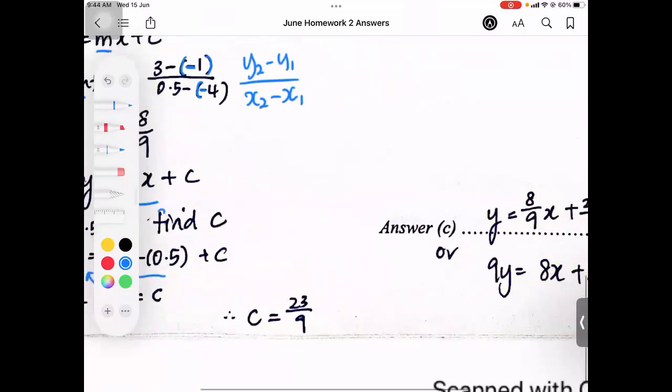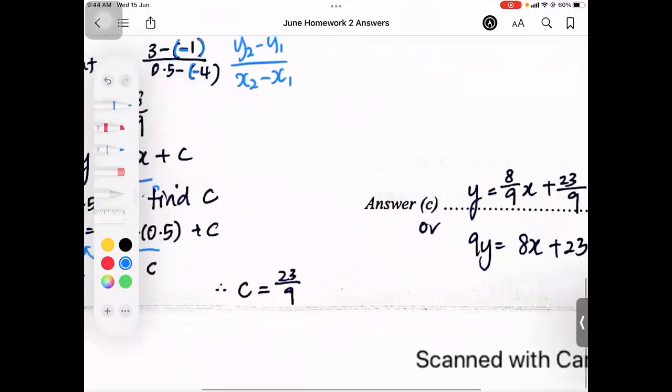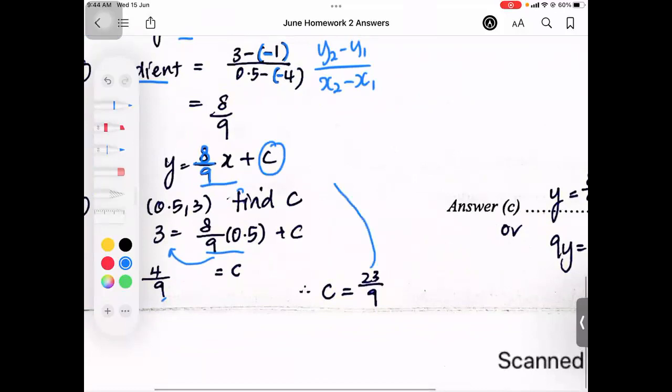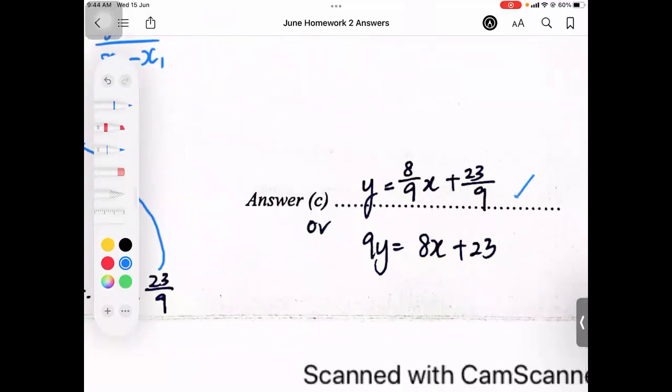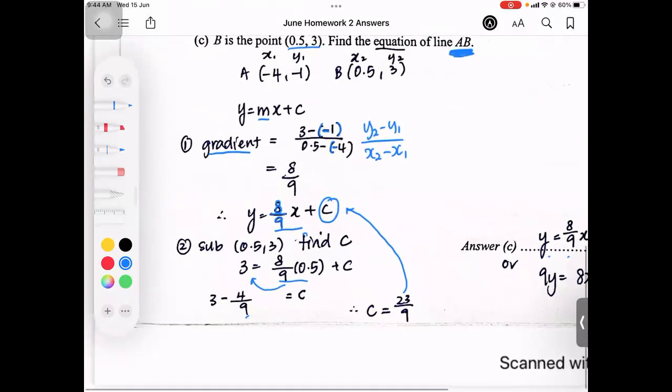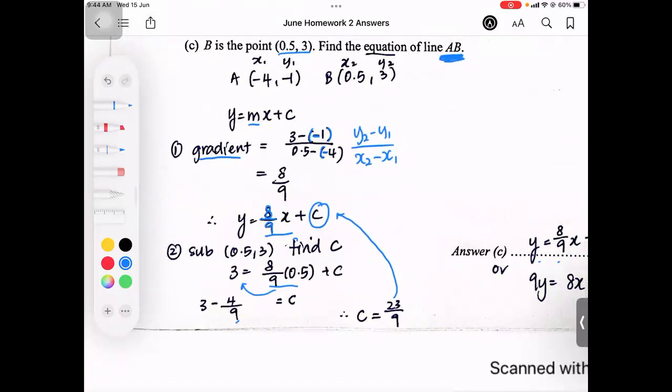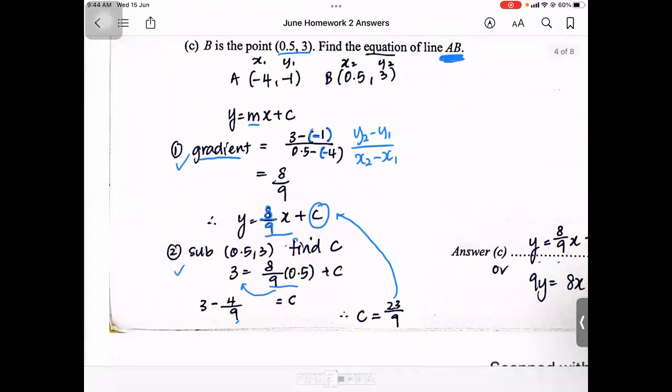So equation of the straight line, y equals to mx plus c, now you replace the number 23/9. You can either write it this way, or if you don't like fraction, you can multiply all of them by the number 9, then you get this equation. Both are the correct answer. This one, equation of a straight line, very, very common, commonly asked question. Number 1, find gradient. Number 2, sub a point, find the y-intercept. You must know how to do. Next part of the question.